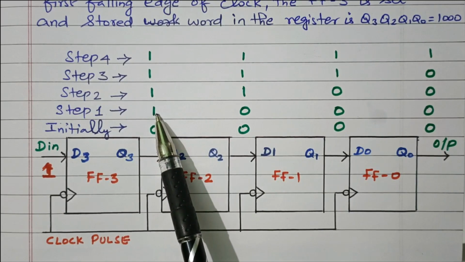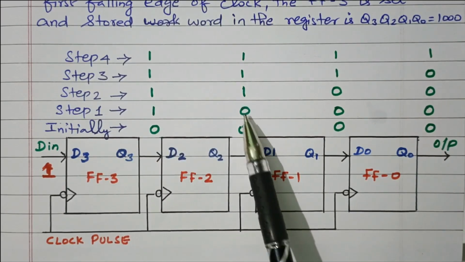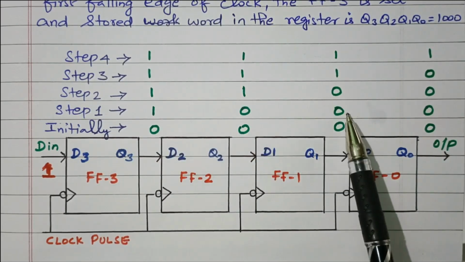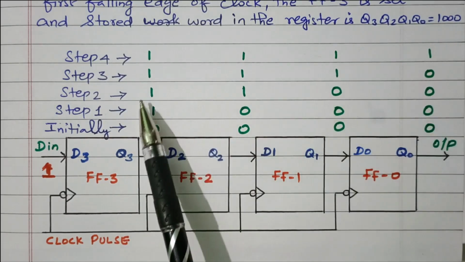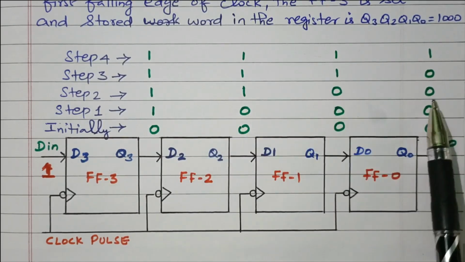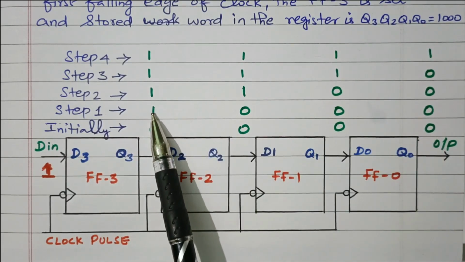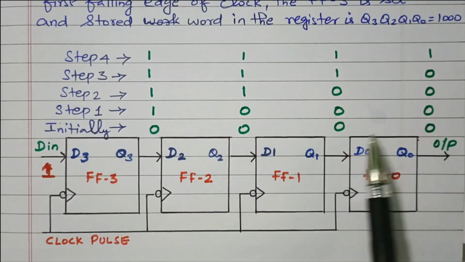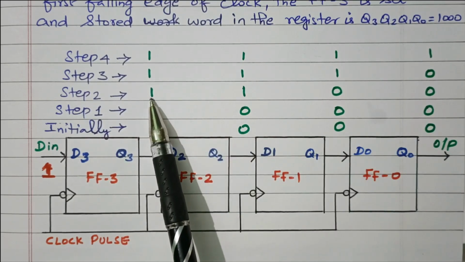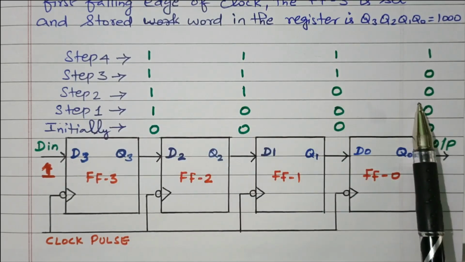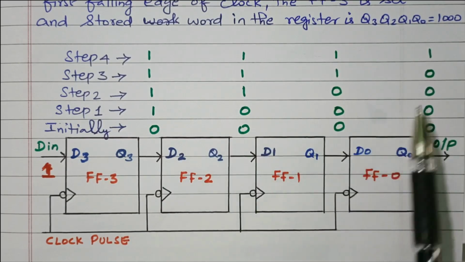What happened? This 1 will go to the next flip-flop. This 0 goes to the next flip-flop. This 0 goes to the next flip-flop. So that it becomes 1, 1, 0, 0. Initially all 0, 0, 0, 0. While applying only 1, it becomes 1, 0, 0, 0. While applying the next one, it becomes 1, 1, 0, 0. That is, data is moving one by one.